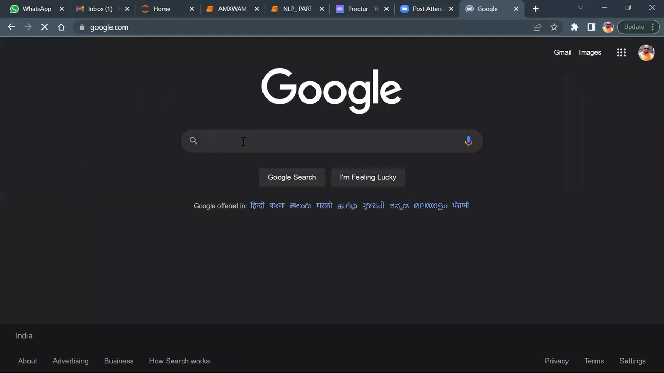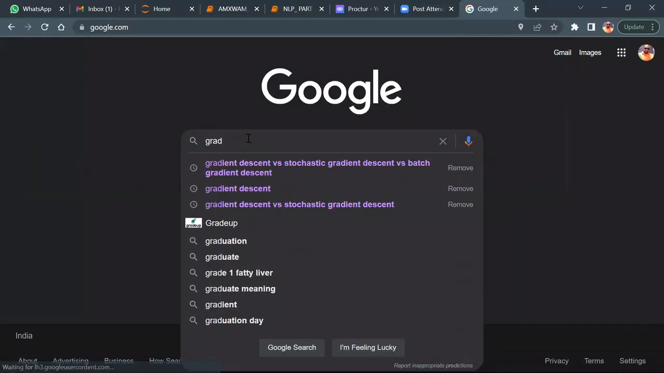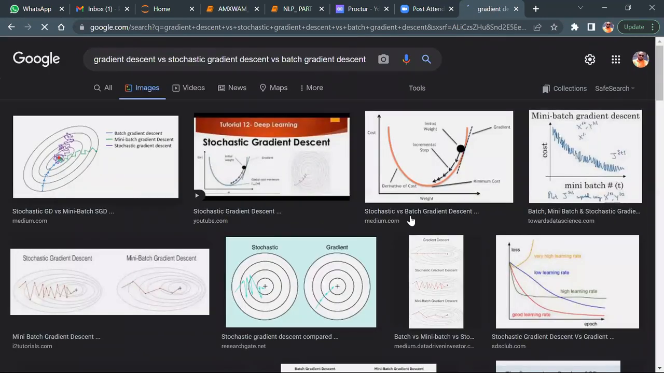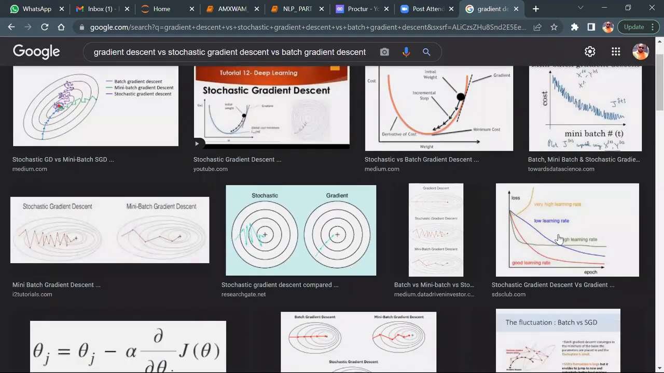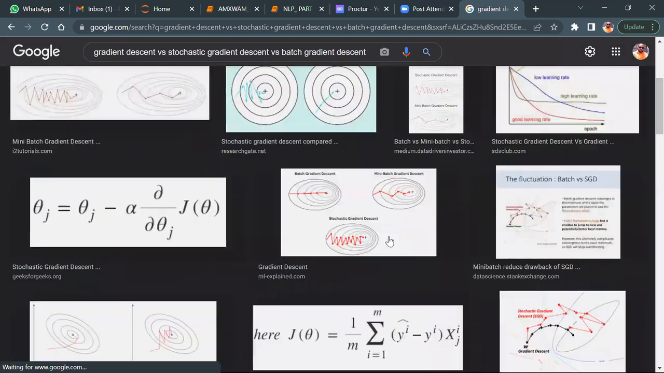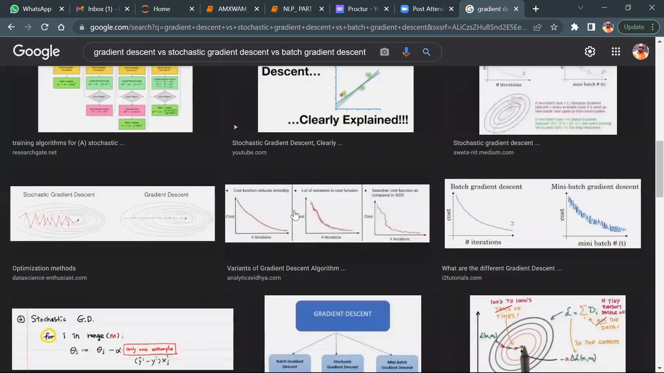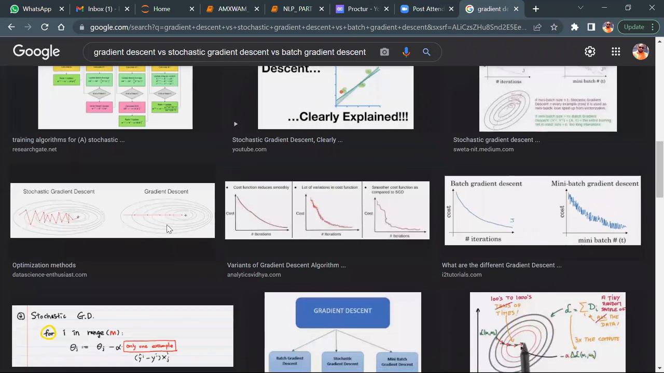So when you prepare your notes, you can mention gradient descent versus stochastic versus batch. Let's click it. You get all this information like this, guys. Did you see all the information on gradient descent? They try to reach the global minima. Everything, you will see the global minima. Okay, guys, I hope you understand.